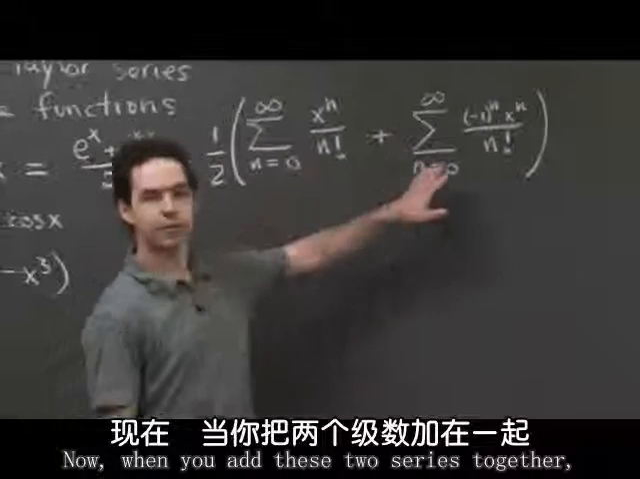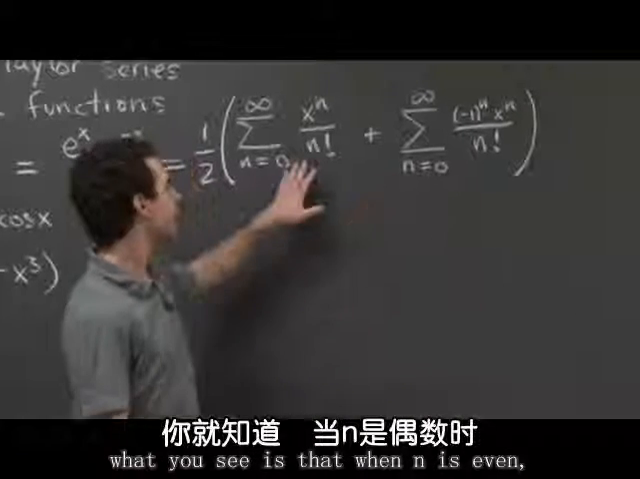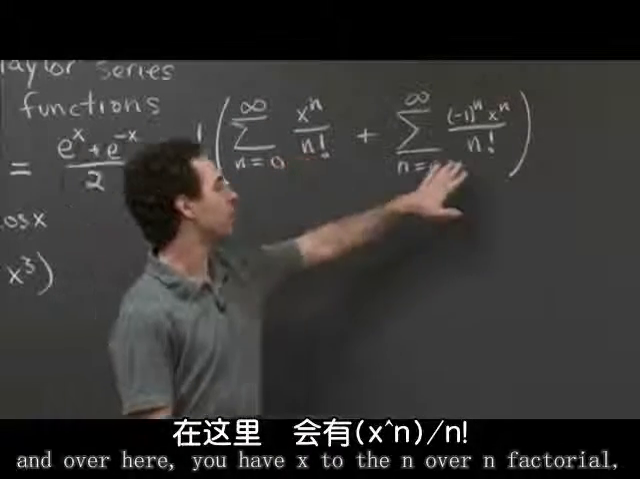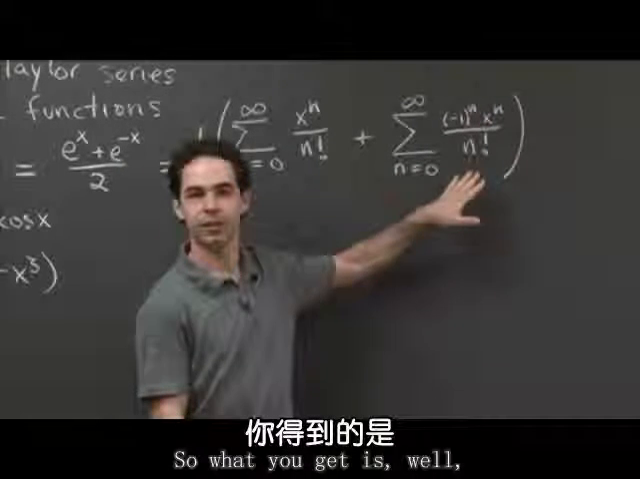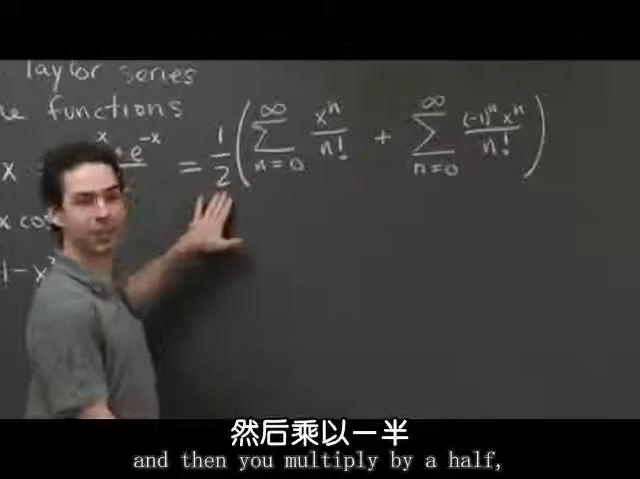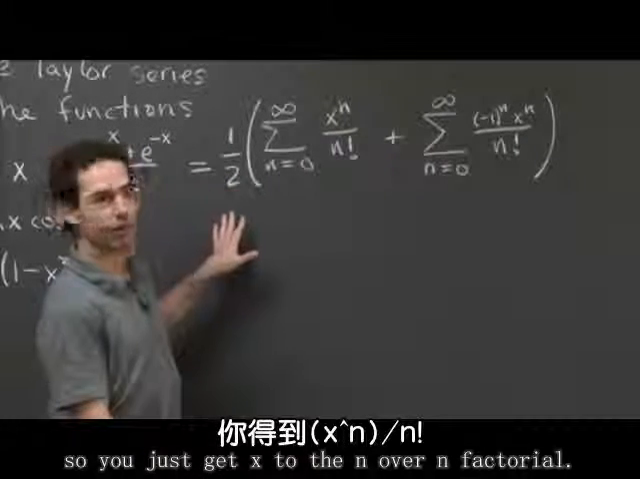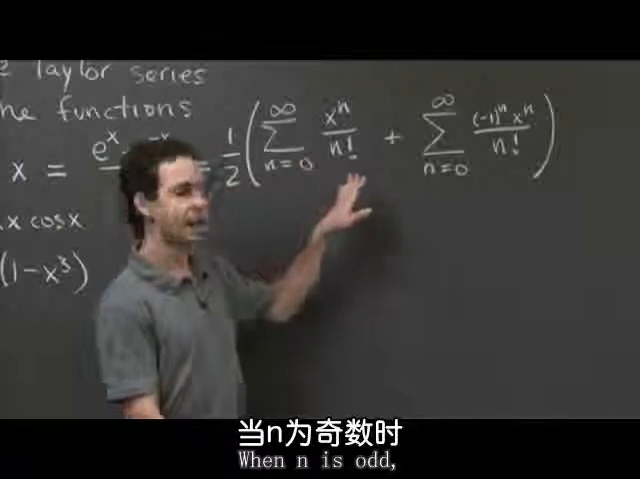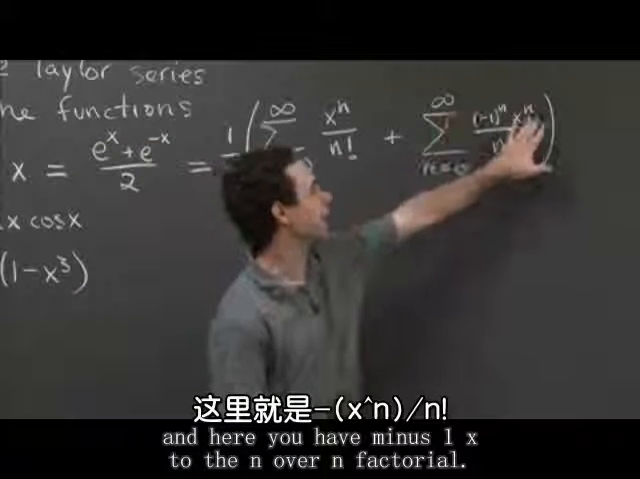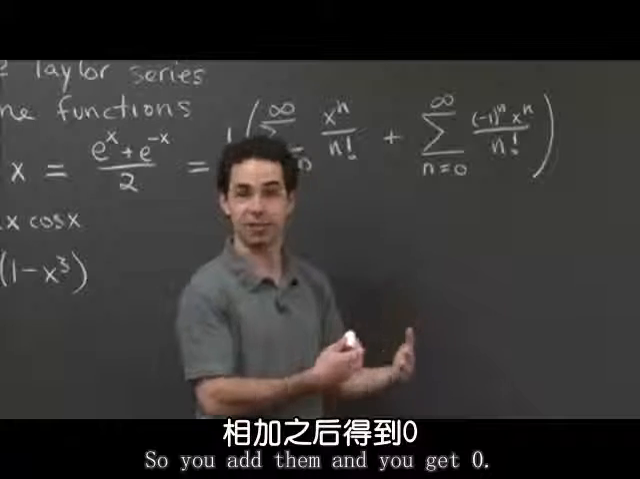Now, when you add these two series together, what you see is that when n is even, over here you have x to the n over n factorial, and over here you have x to the n over n factorial. So you get 2x to the n over n factorial, and then you multiply by 1/2. So you just get x to the n over n factorial. When n is odd, here you have x to the n over n factorial, and here you have minus x to the n over n factorial. So you add them and you get 0.